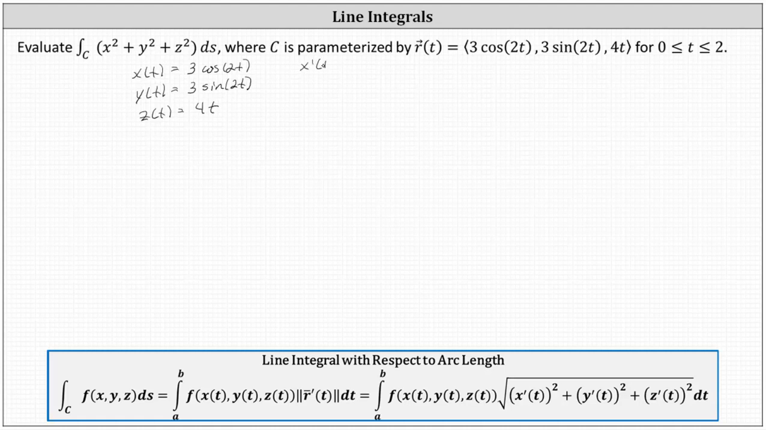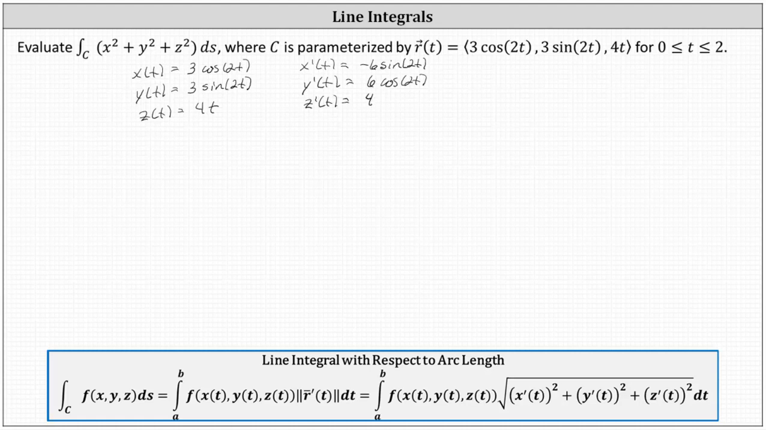X prime of t equals the derivative of 3 cosine 2t, which requires the chain rule. The derivative is 3 times negative sine 2t times 2, or negative 6 sine 2t. Y prime of t equals the derivative of 3 sine 2t, which is 3 cosine 2t times 2, or 6 cosine 2t. And z prime of t equals the derivative of 4t, which is 4.